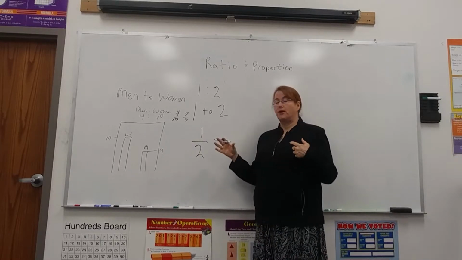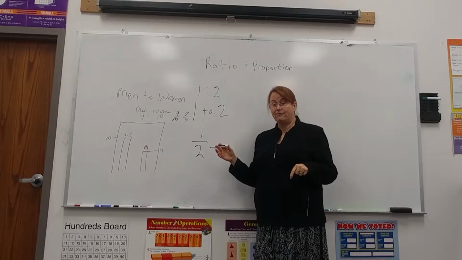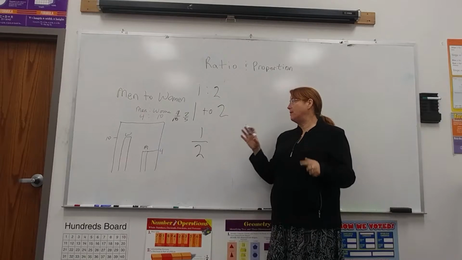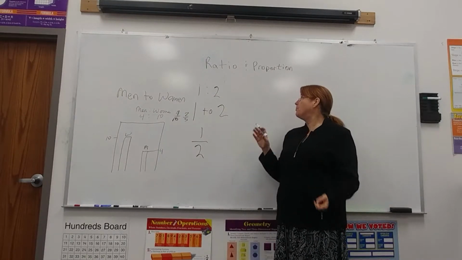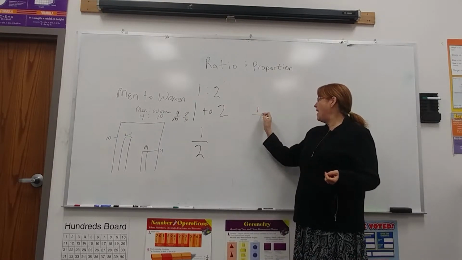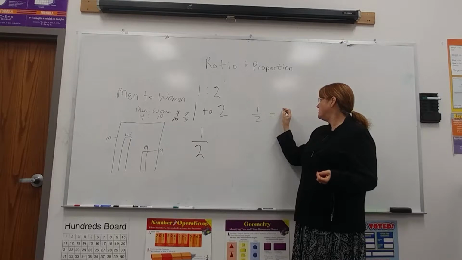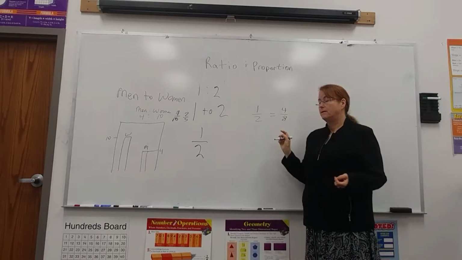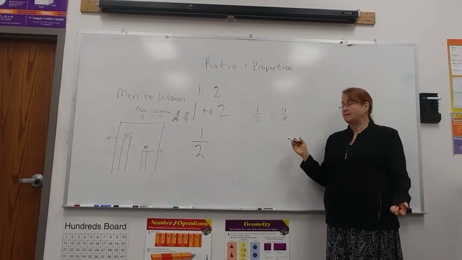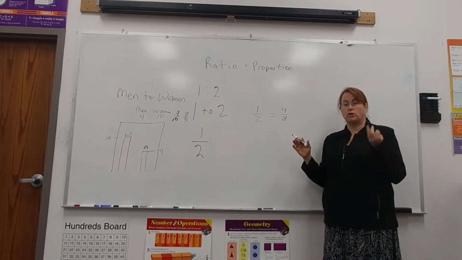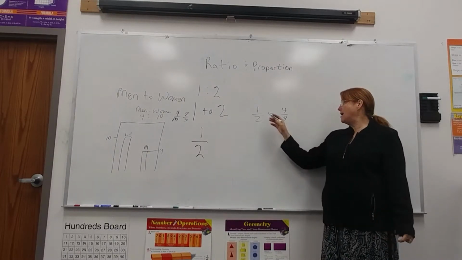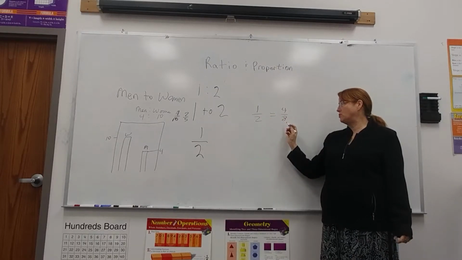So ratios are comparisons. They look like fractions, they act like fractions, but they are really comparing something to something else. A proportion is relating to ratios. So you might say 1/2 is the same as 4/8. These look like fractions, and they are fractions in a sense, because fractions are ratios, proportions, division. Don't get hung up on a fraction. So you're saying that this relationship is the same as this relationship.